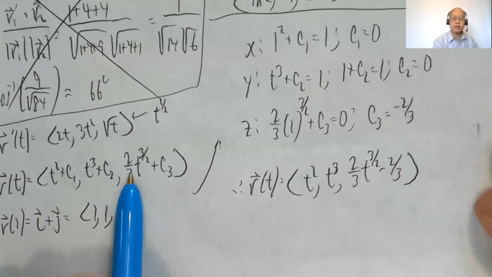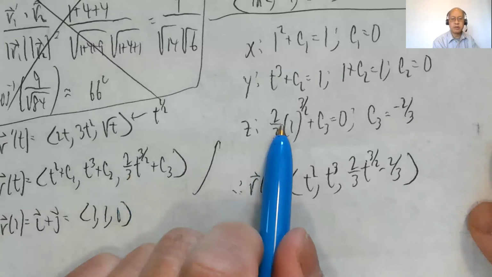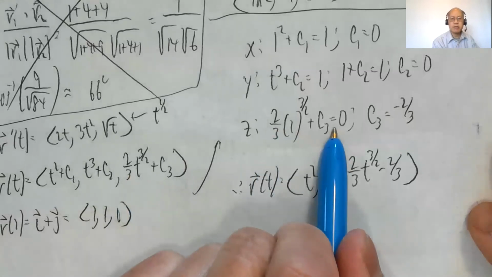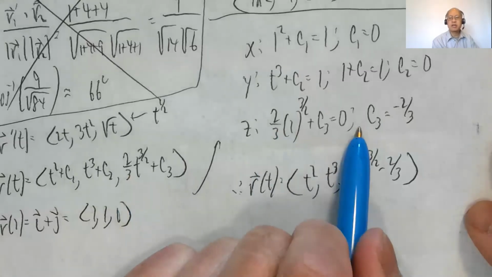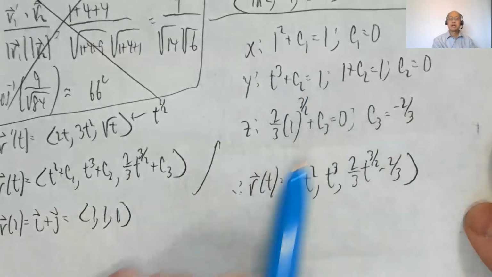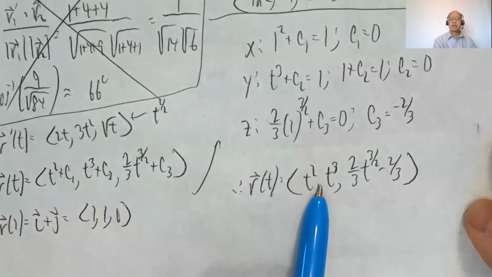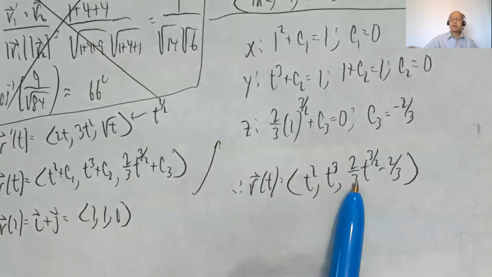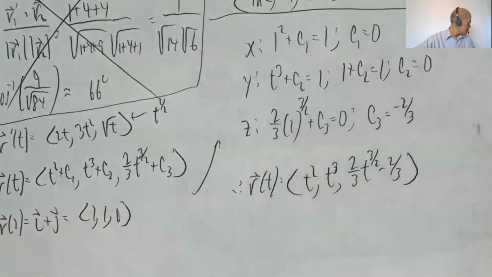And then when I plug in 1 for z, I get 0. So put a 1 here. 2/3 times 1 is 2/3, plus c3 is equal to 0. So c3 is negative 2/3. So we found c1, c2, and c3. So my r of t is (t squared, t cubed, 2/3 t to the 3/2 minus 2/3). All right, so that is section 13.2.